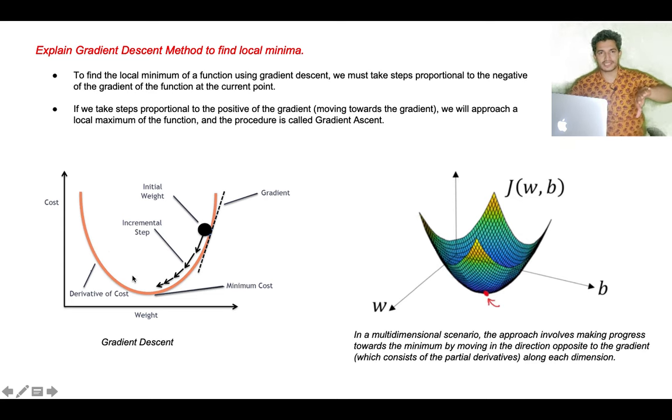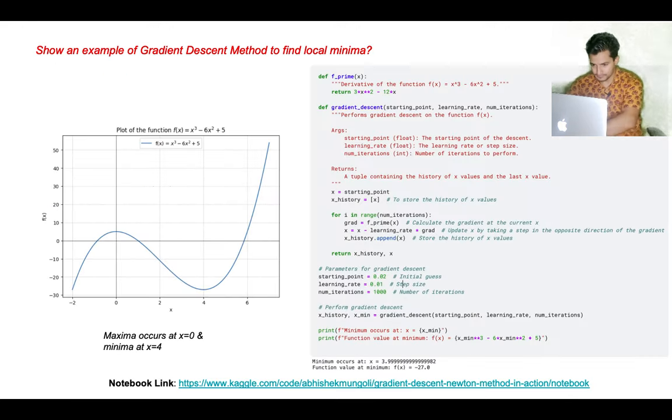And if we move in the direction of the positive gradient, we are doing gradient ascent, and that can be helpful when we want to find the maxima. But for minima, move in the direction of the negative of the gradient.